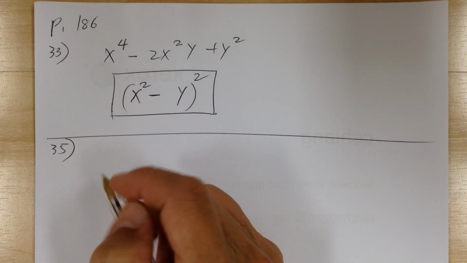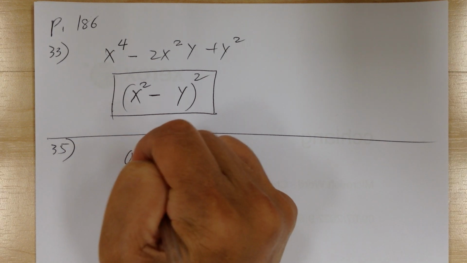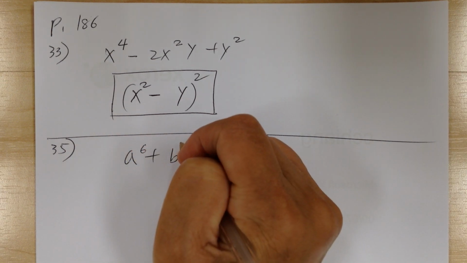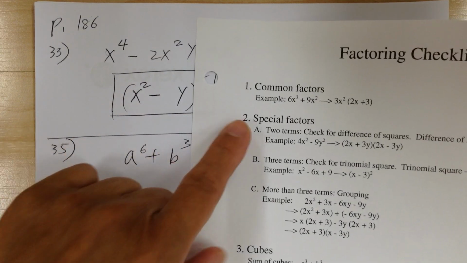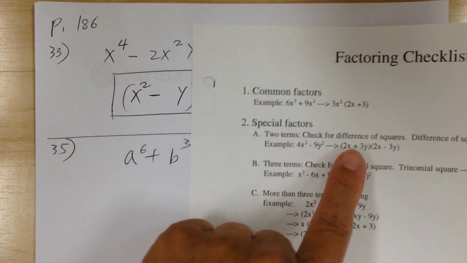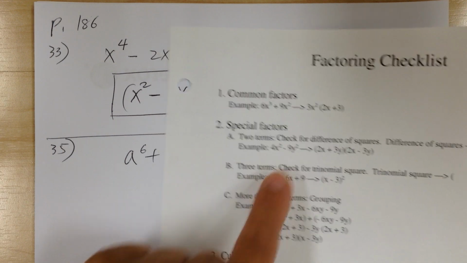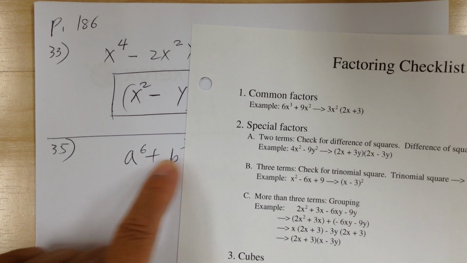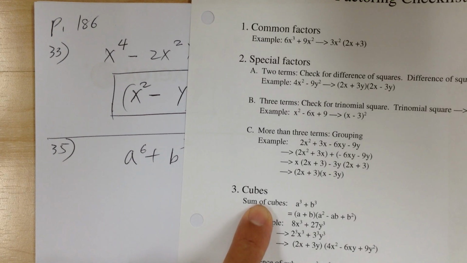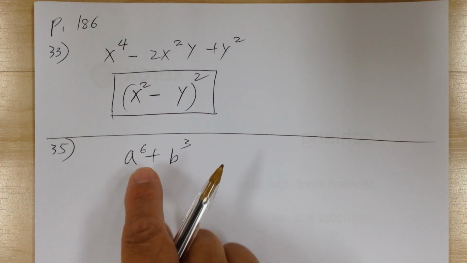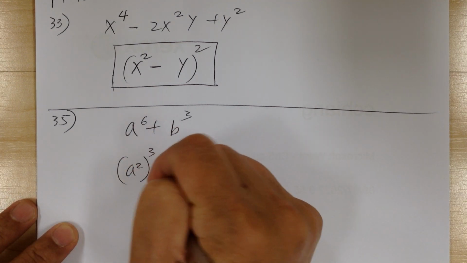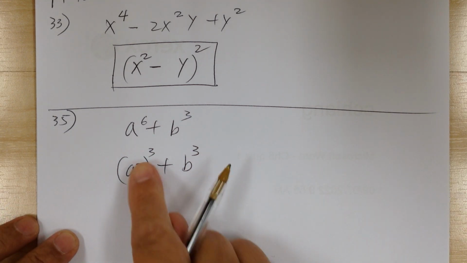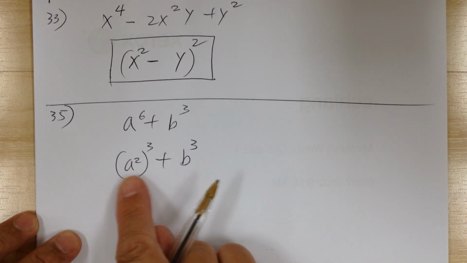Okay, number 35, you have a to the 6 plus b to the 3. So again, you go through the checklist. Step 1, common factor, cannot. Step 2, 2 terms, difference of square. Difference of square means you have square minus square. So this is not a difference. This is a sum. So that's not it. So you go to step 3, the cube. Now before you do the cube, if it's not as obvious, you want to make it into a squared cube plus b cube, so that we get a cube. So now this is the sum of the cubes.